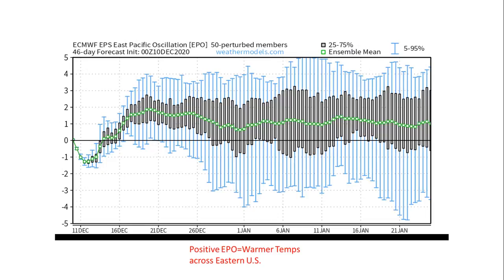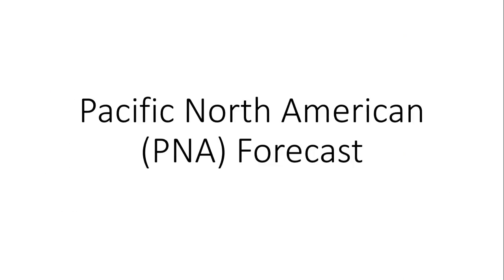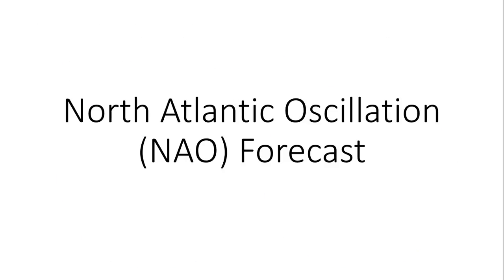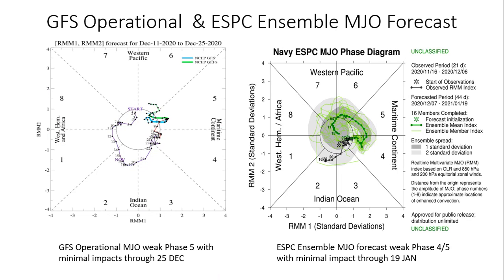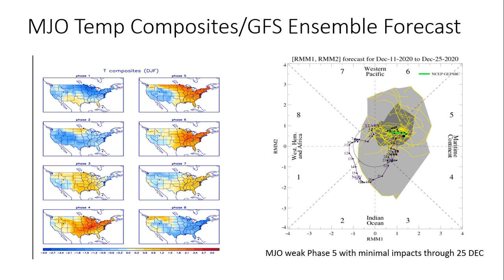But remember, phases 4 and 5, if I go back to the slide with those temperature composites, there it is on the left, the temperature composites for the months of December, January, February. Those 4 and 5, look at the orange shading, Midwest to the East Coast.